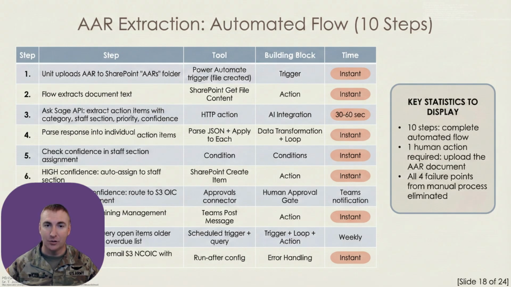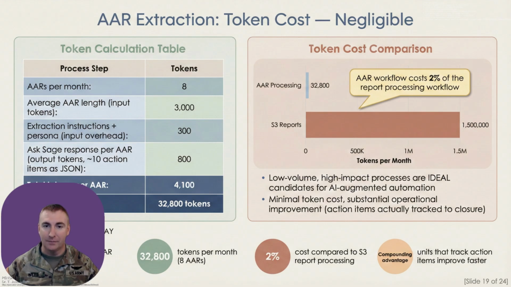So what does this cost in tokens? 8 AARs a month. 4,100 tokens each. 32,800 tokens total. Compare that to 1.5 million for report processing. The AAR workflow costs 2% as much. This reveals where to deploy AI automation first. Low volume, high impact admin processes. Minimal token cost, massive operational improvement. A battalion that actually closes action items instead of rediscovering the same problems every quarter builds a compounding training advantage. And the best part? This exact pattern works on any platform, not just Power Automate.